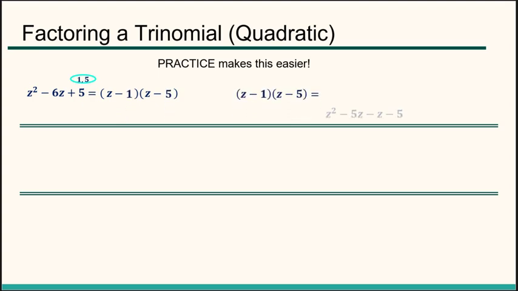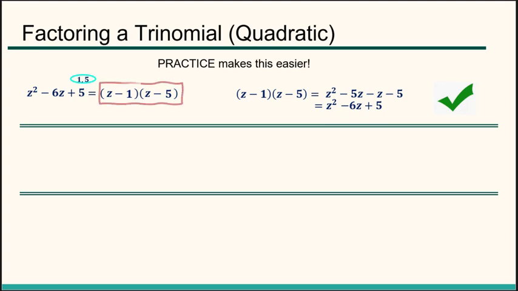Then I check it. z squared minus 5z minus z minus 5. These two middle terms make a minus 6z. Is that what I had? Oh, yeah, it is. Nice. Circle him. Okay. We're using different letters now. Got to vary it up. Get tired of using x.